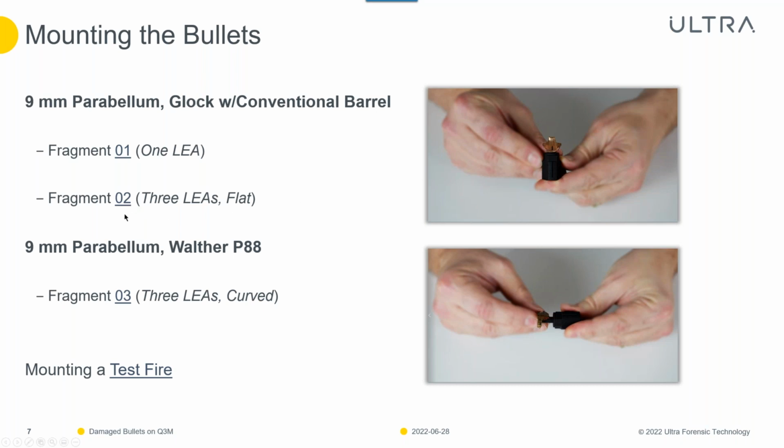Second example here now is another fragment. This one has 3 land engraved areas. However, damage and deformation has made that area more or less flat across its length. So let's take a look at this one now.